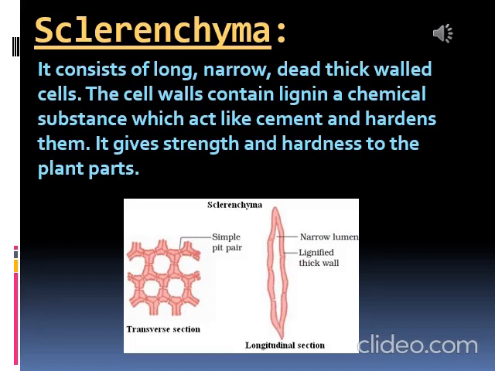It also forms a protective covering around the seeds and nuts. You see, around seeds and nuts a hard protective covering is there, which is made up of sclerenchymatous tissue. Then jute and cotton have fibers around them. These fibers are also made up of sclerenchyma. We call them sclerenchyma fibers.